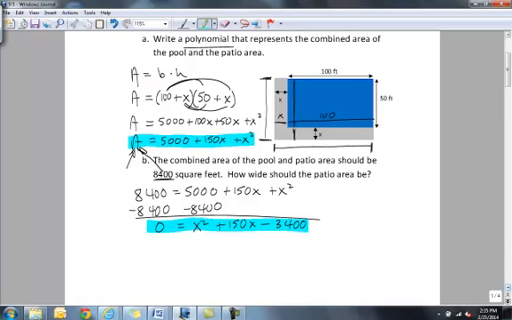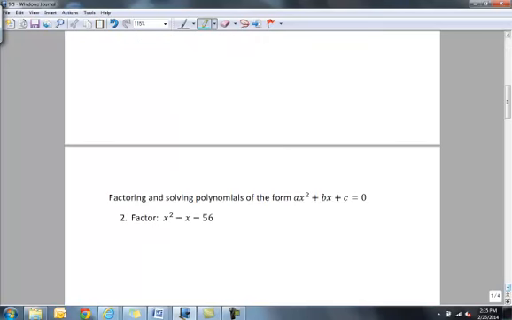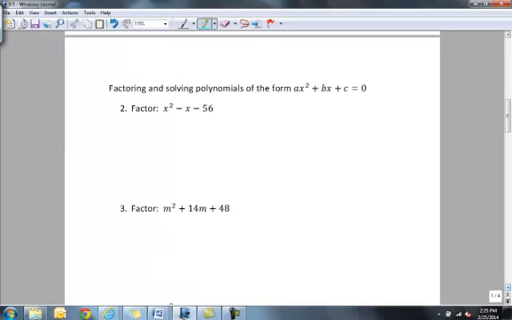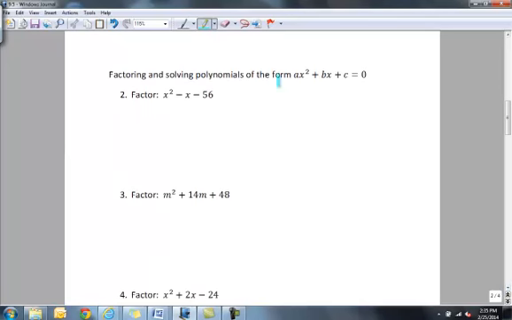Okay, so we're going to build up our skills here first. We're going to practice factoring and solving polynomials of this form right here: ax squared plus bx plus c is equal to 0. So notice we do have the 3 terms, kind of like we had in the previous with the pool question.